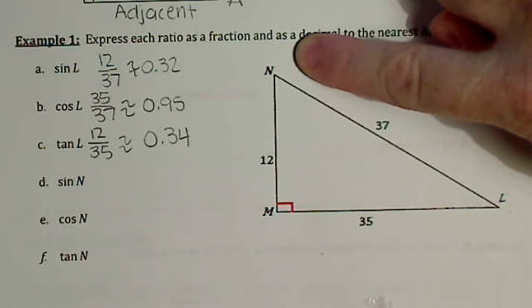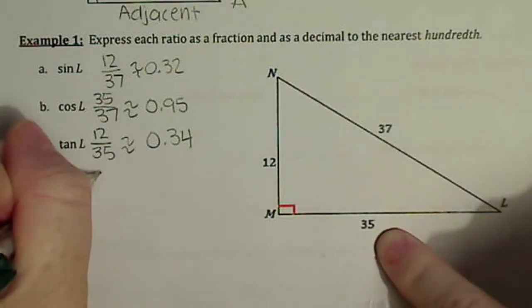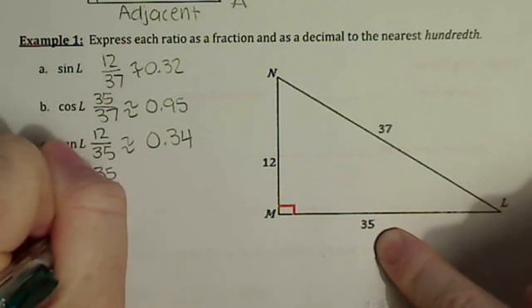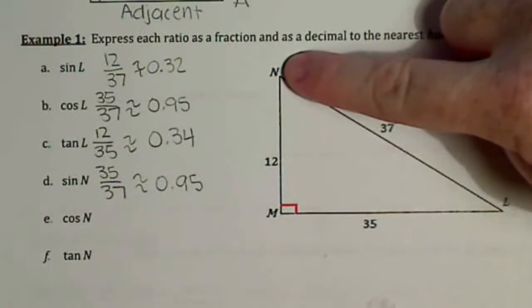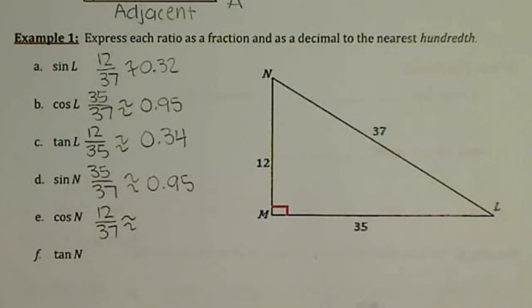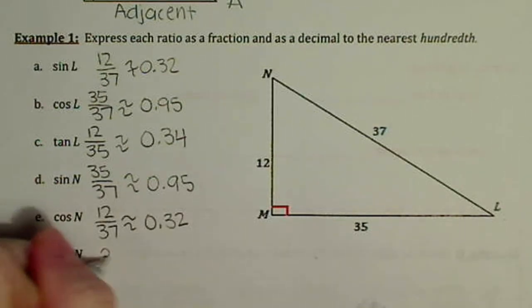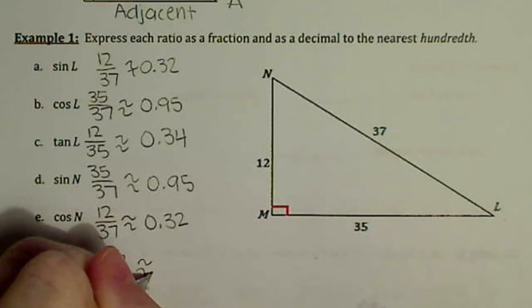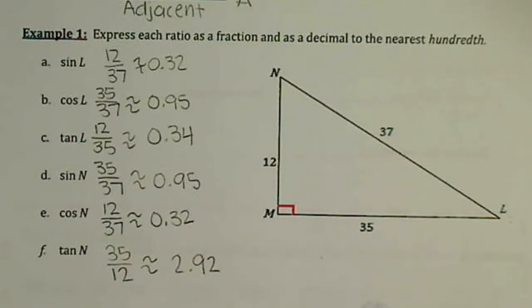The sine of N, sine is still opposite over hypotenuse, but now the side opposite is 35. So the sine of N is 35 over 37, which is about 0.95. The cosine of N, now 12 is the adjacent side. 12 over 37 is about 0.32. And then lastly, the tangent of N, tangent is opposite over adjacent. So 35 over 12, and that is about 2.92. Okay? So let's look at example 2.